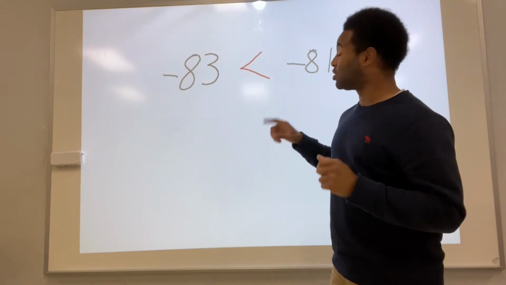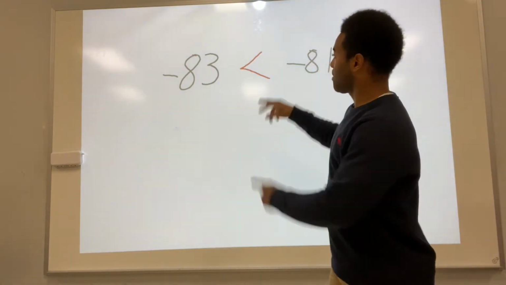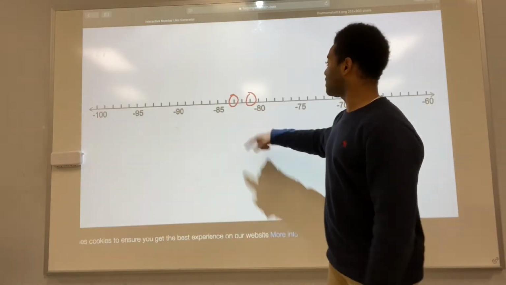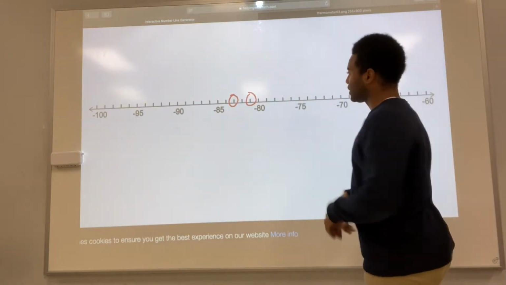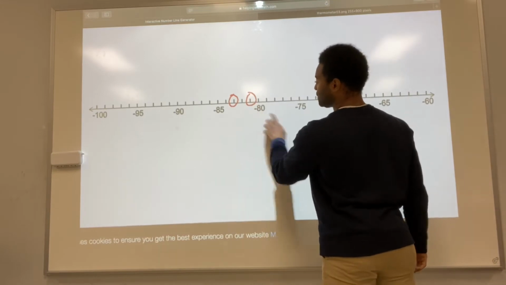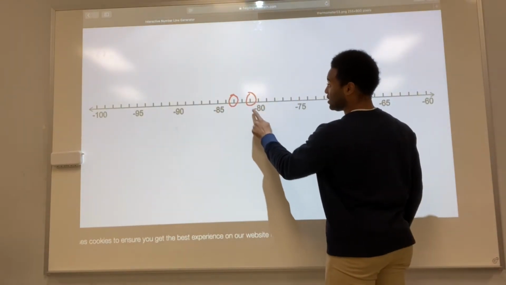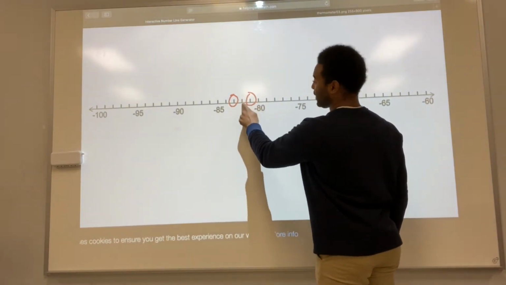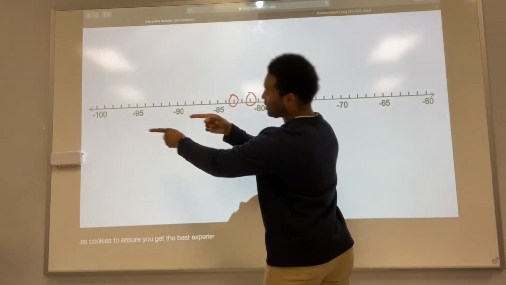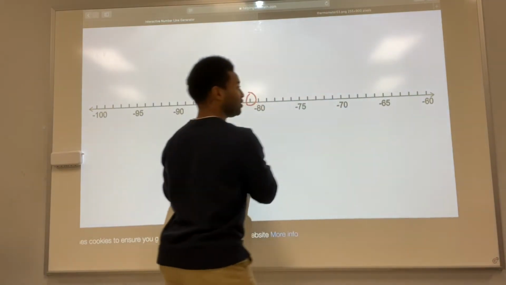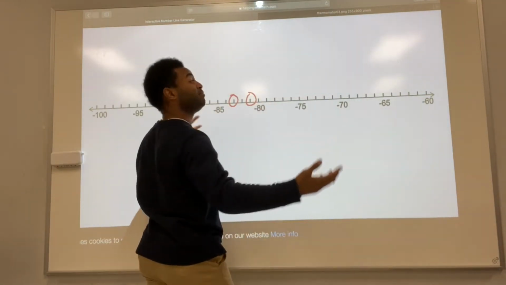Another thing I want to show is what it looks like on a number line. As you see, if you count, we're counting backwards now. So we have negative 80, negative 81, negative 82, negative 83. When we go this way on our number line, our numbers get smaller. When we go this way, our numbers get bigger.